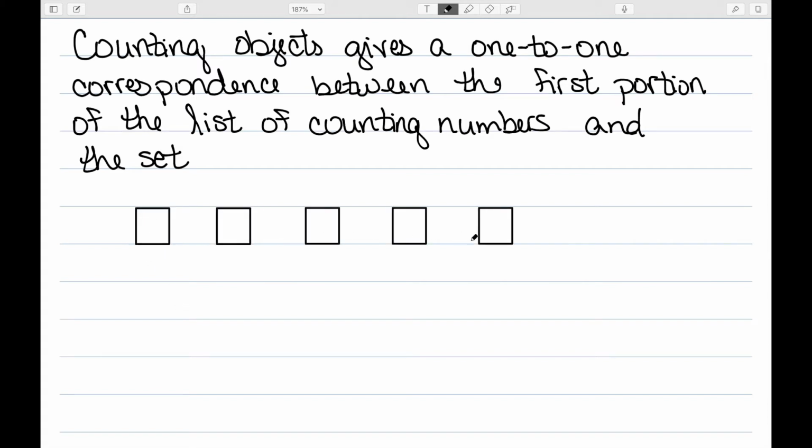Let's suppose I have these 5 blocks here, and as we point to them, we count them. This is block 1, block 2, block 3, block 4, and block 5. So every single block that we have is paired with exactly one number, and every single number is paired with one block. So this is what we mean by a one-to-one correspondence.